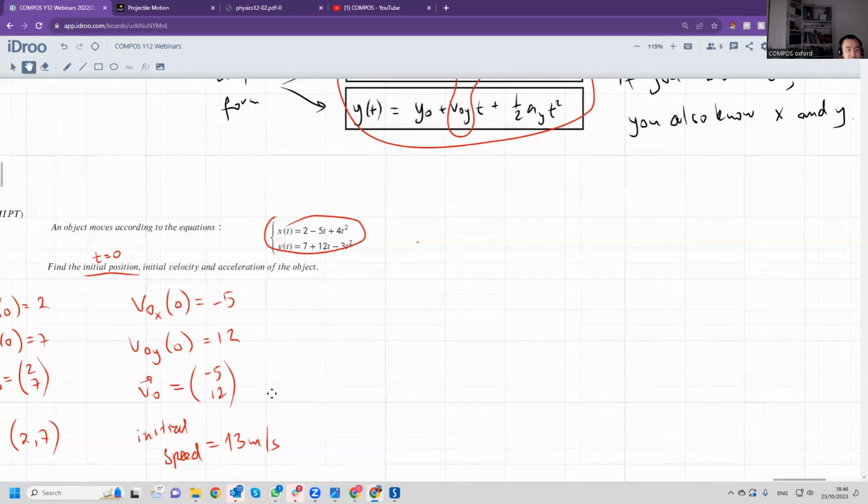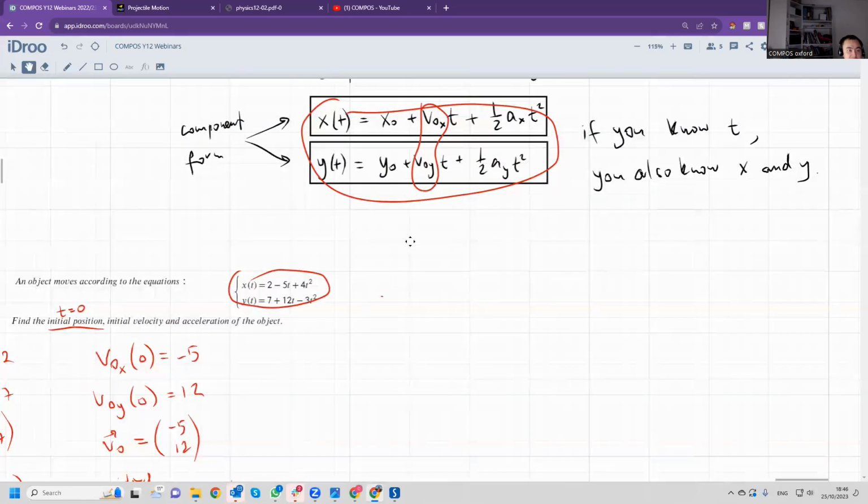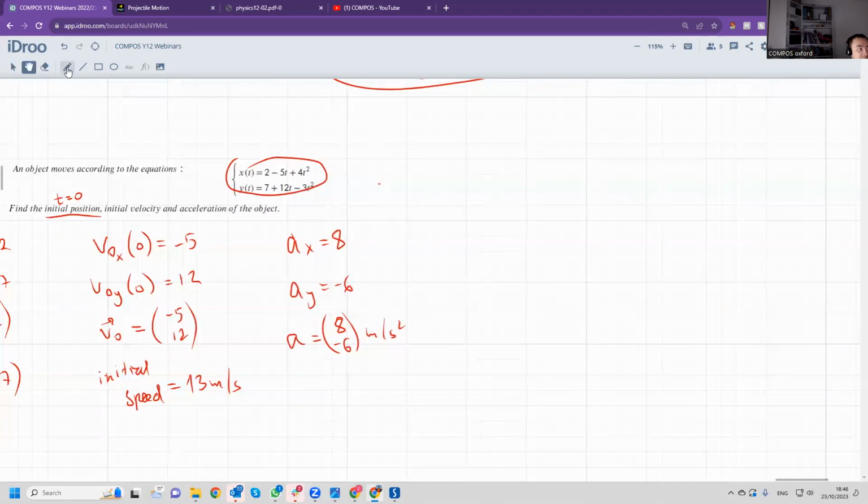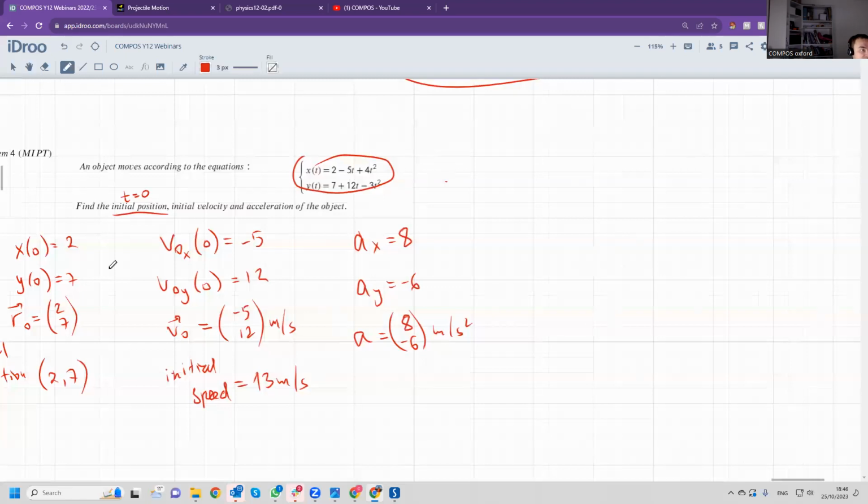And the acceleration is 1/2 a, so it's 1/2 of that, so it's 8. Acceleration in the x direction is 8, and the acceleration in the y direction is minus 6. So acceleration is 8, minus 6 meters per second squared. This is meters per second, and this is meters, of course.